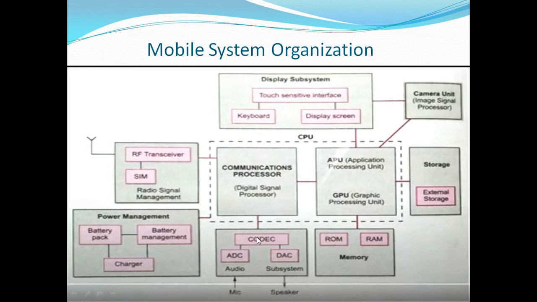Now we have one other component, which is the codec. Codec is actually coder-decoder. What is its task? Its task is to convert the analog signal into a digital signal and the digital signal into an analog signal. So the codec has two subcomponents: one is the ADC and the other is the DAC. ADC is the analog-to-digital converter and DAC is the digital-to-analog converter. So the codec is converting analog to digital and vice versa.